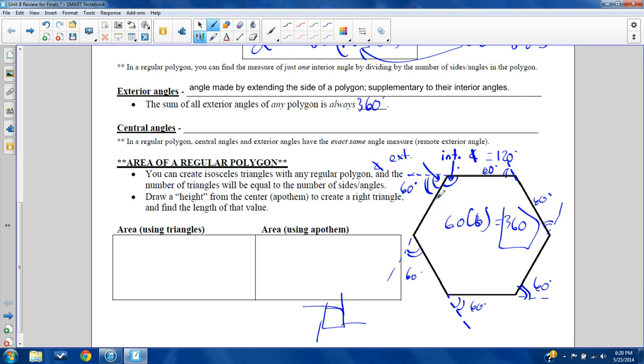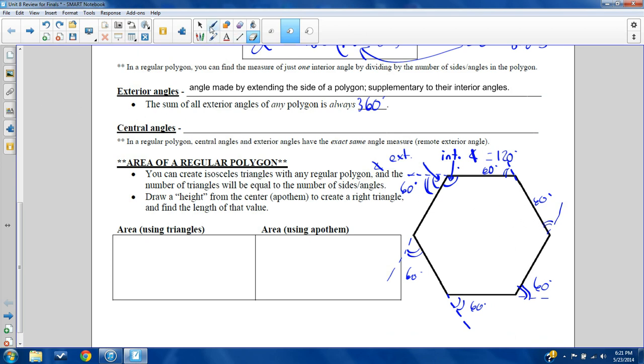They all add up to 360, and if you notice, the exterior angles in smaller shapes like a triangle, square, pentagon are bigger than the exterior angles in larger shapes with more angles like a dodecagon. Okay, so they get smaller, but there are more of them. That's how they balance themselves out, and they still add up to 360.